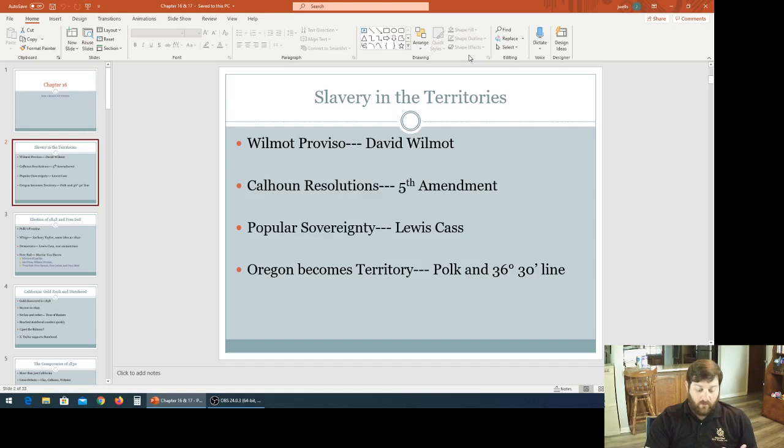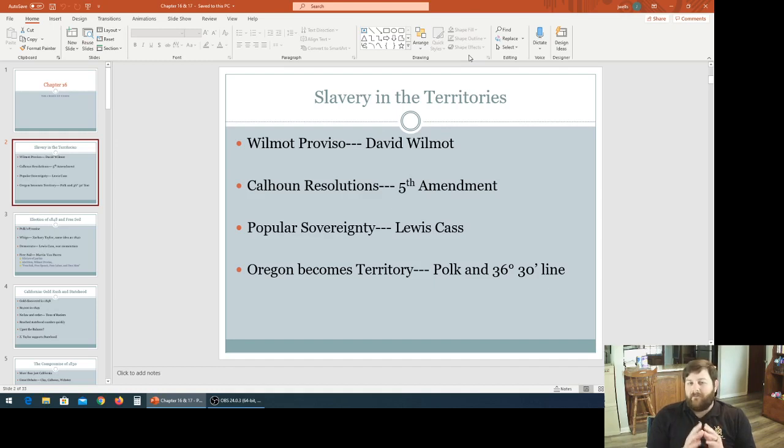As a rebuttal, John Calhoun came up with what's known as the Calhoun Resolutions, and he proposed it in the Senate. So Calhoun is in the Senate, championing the cause of slavery. David Wilmot is in the House of Representatives, promoting the idea of not allowing slavery. And this is something I want you to keep in mind as we move into the Civil War.